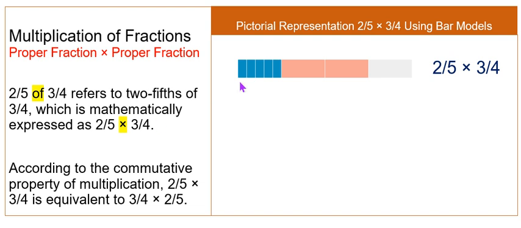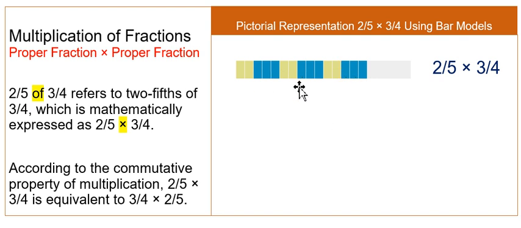And what is 2 out of 5? This is 2 out of 5. And we are going to do the same for all the rest of the 3 out of 4. And so we have 2 out of 5, 2 out of 5, 2 out of 5, 3 times.